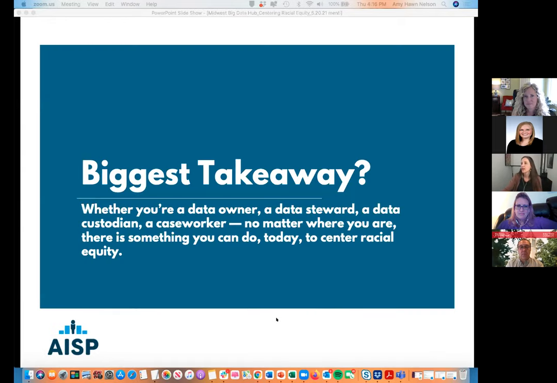And that's a lot of what the toolkit is, drawing attention to resources that we find really helpful. Okay, so here's the biggest takeaway. If you hear nothing else that I say today, this is the big picture thing: there is something for everyone to do. Whether you are someone who enters data, if you are a caseworker and you are literally entering in data, then that is something to do around racial equity. If you're an analyst, data scientist, or executive leader, there is something for everyone to do here to move us forward.